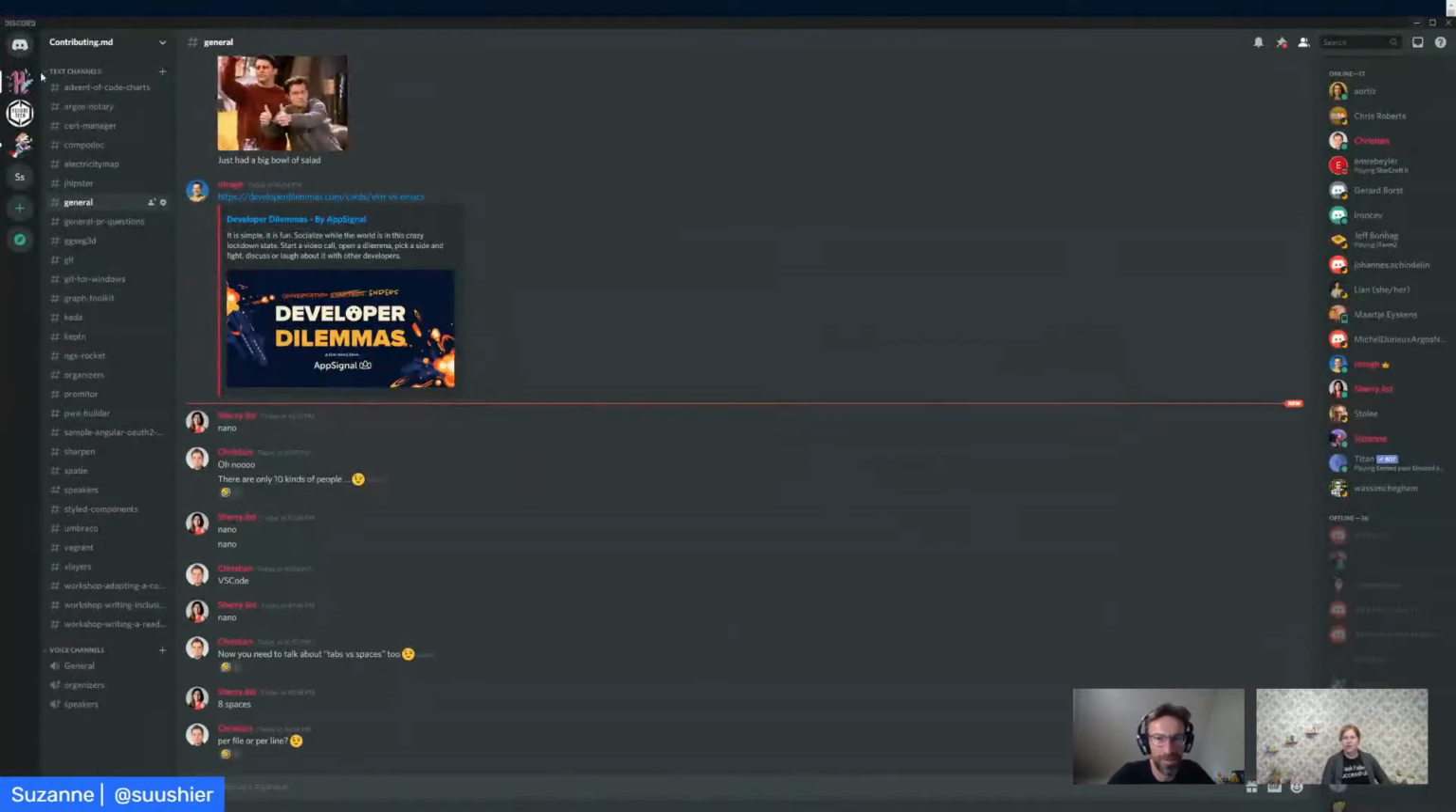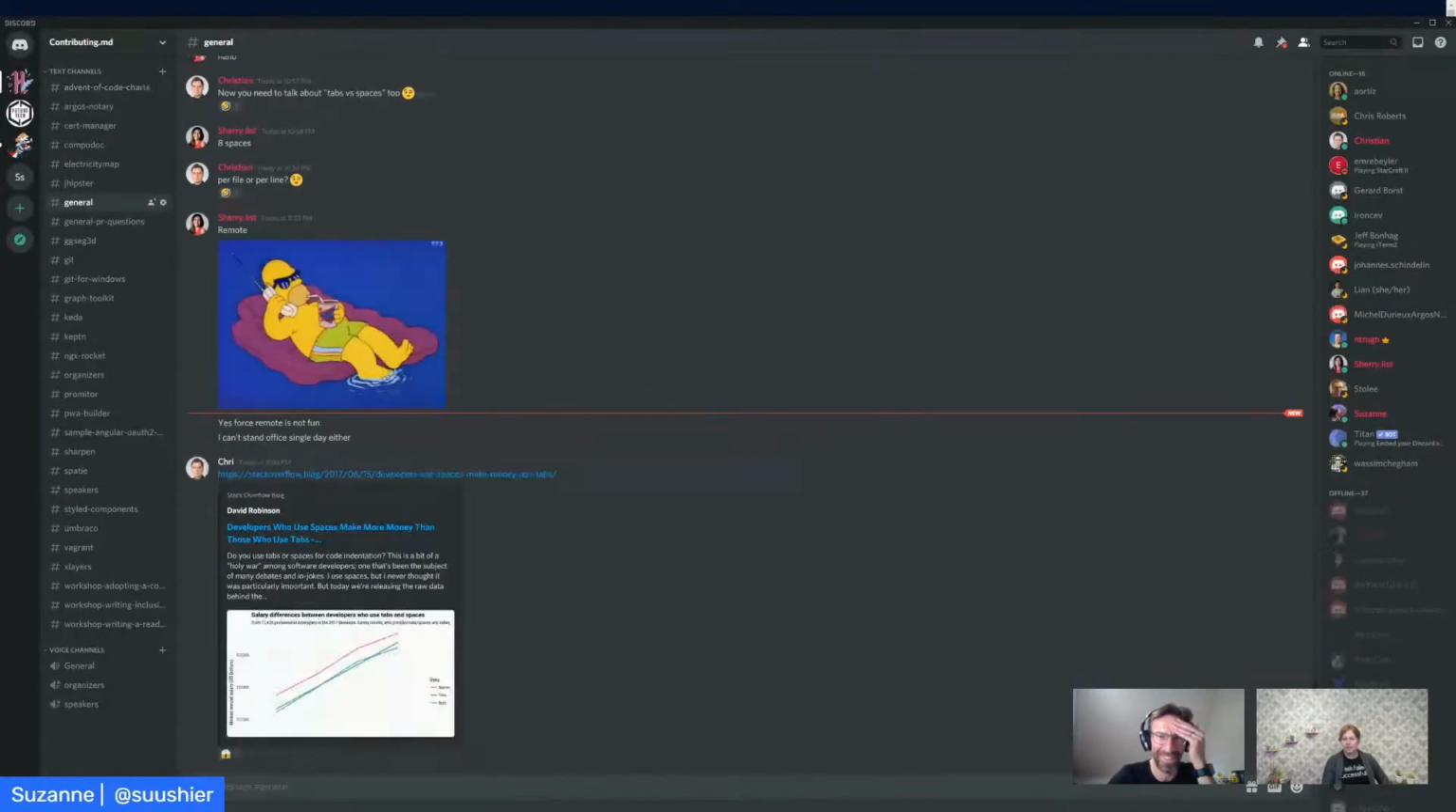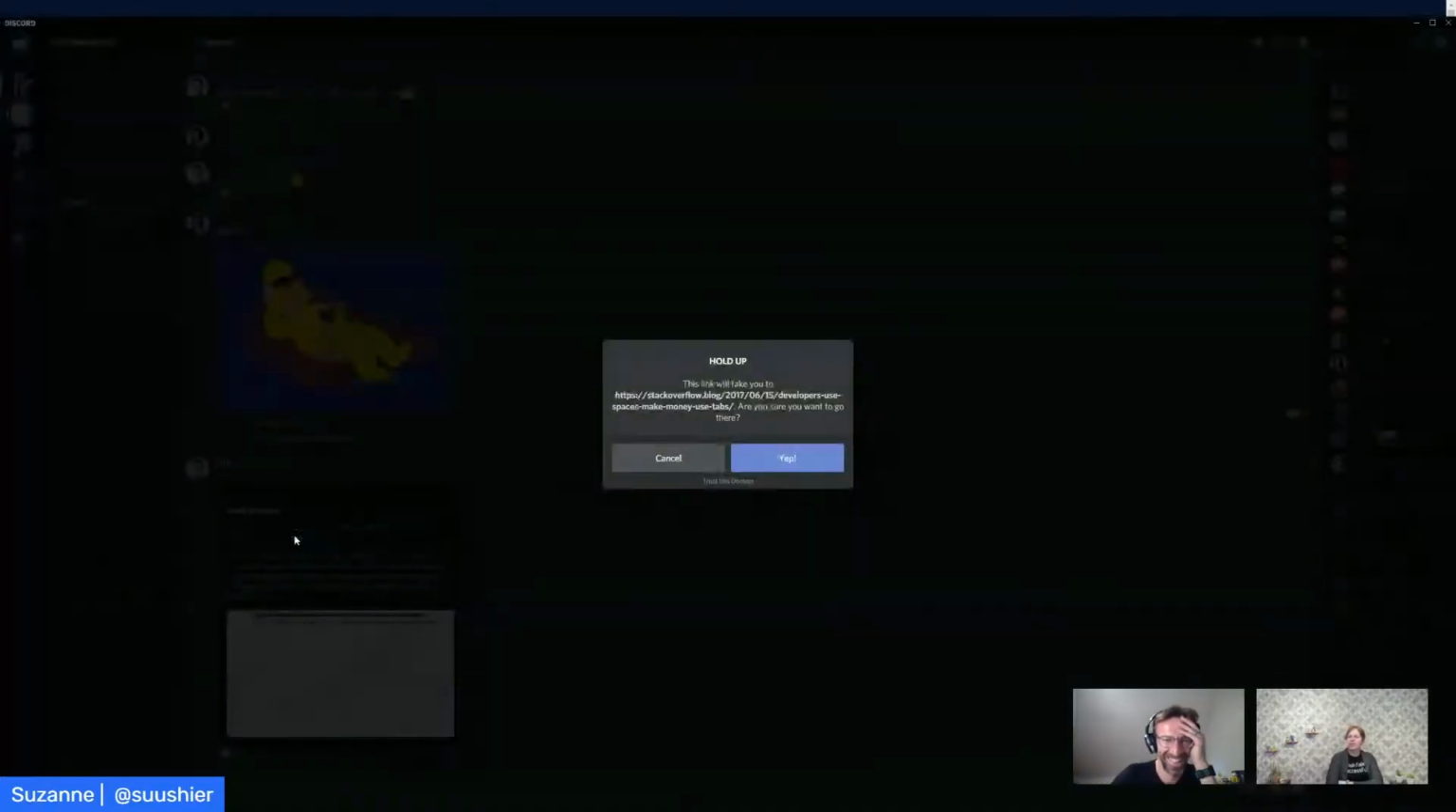Developers who use spaces make more money. What is this that Christian shared? Developers who use spaces make more money than those who use tabs. What is this?